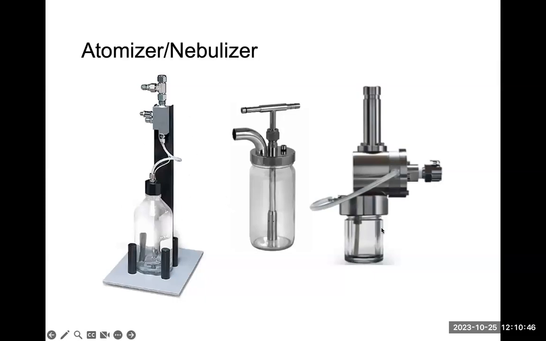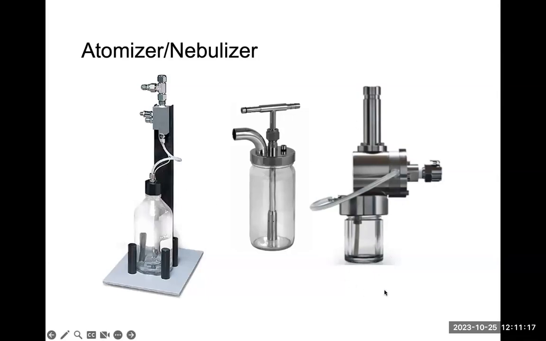TSI Incorporated. Here I'm also showing you two different types of nebulizers commercialized by CH Technologies. So basically, there are different configurations of the nebulizers, mainly for different purposes. For example, for some of them you may need a high throughput of the liquid. The CH type of nebulizers can provide relatively high throughput of the droplets, and the TSI atomizer can produce relatively smaller droplets.